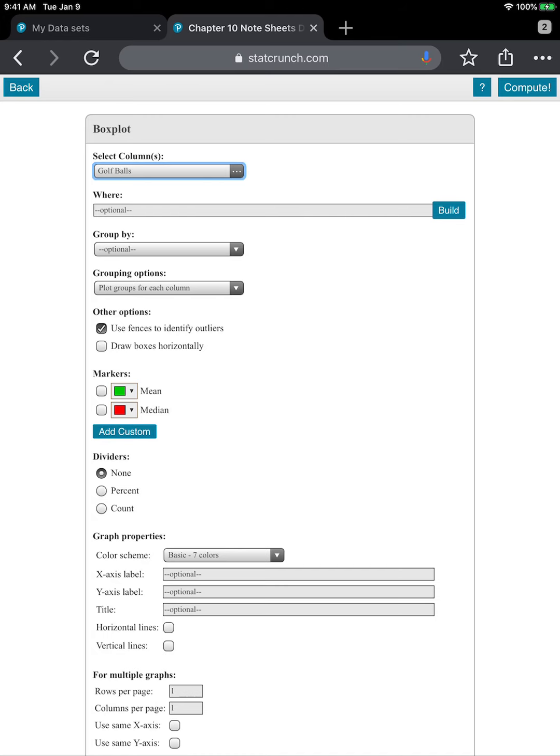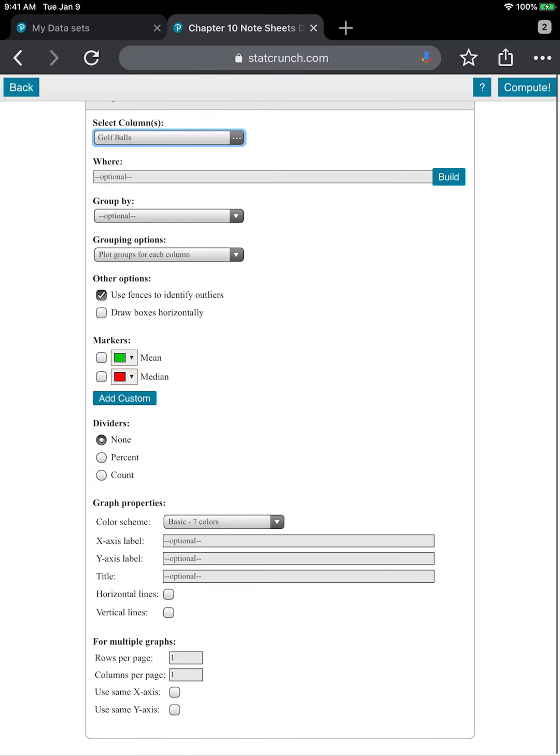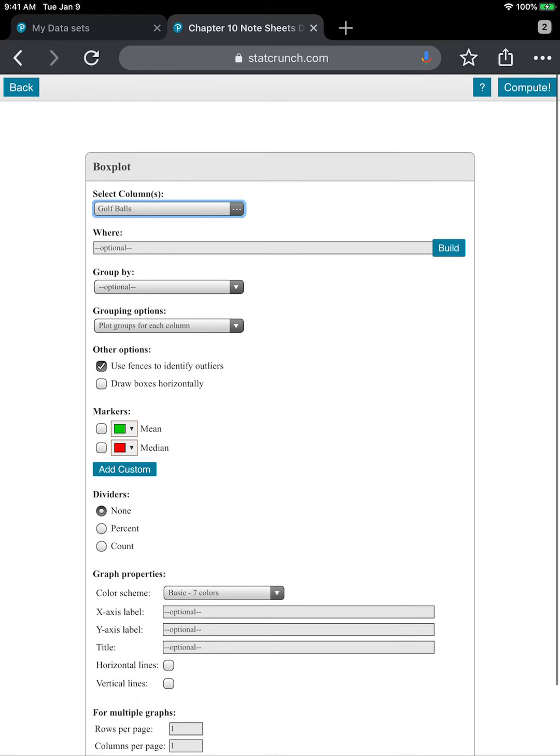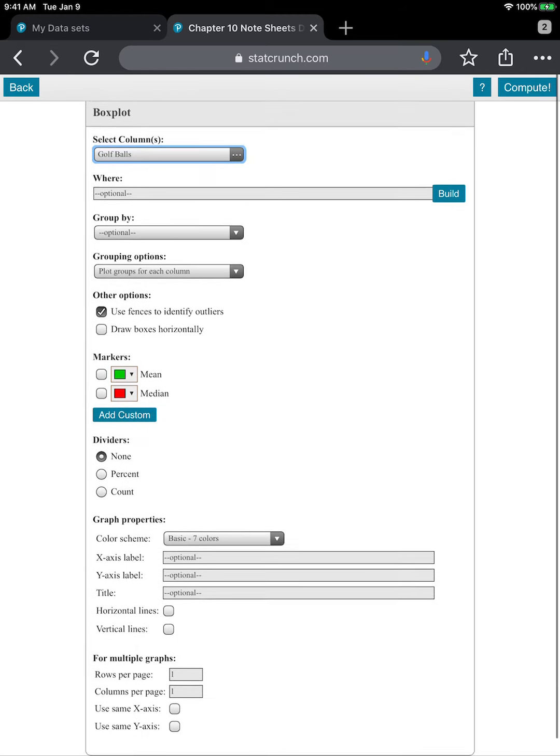We've done this all before. You want to make sure "use fences to identify outliers" is marked. We did this back in chapter 3, so if you want to look back at that, you can. And then the one other thing we might want to do, well, that'll work.